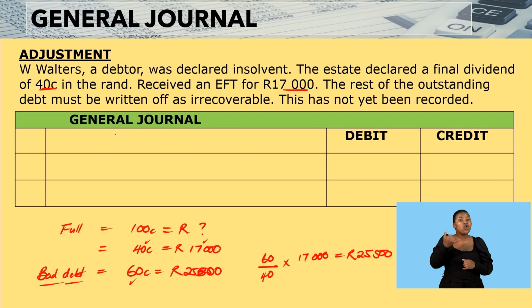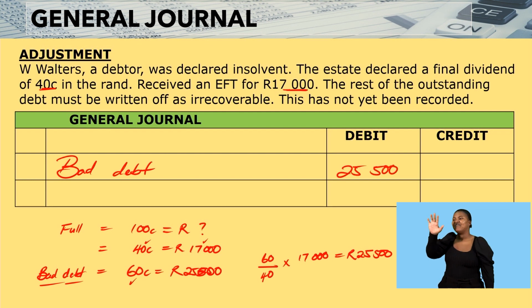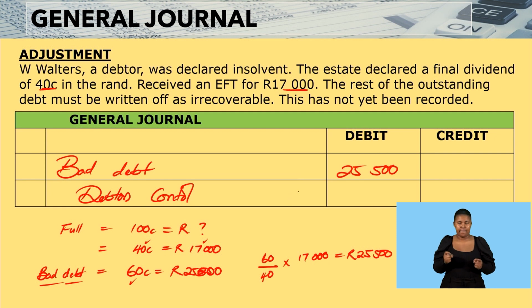When I come to my general journal, I'm going to record my bad debt. So I'll come here and say, account debited is bad debt. And bad debt is an expense, 25,500. And the account to credit is debtors control, 25,500.